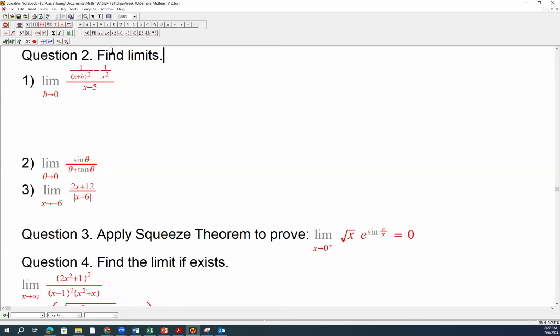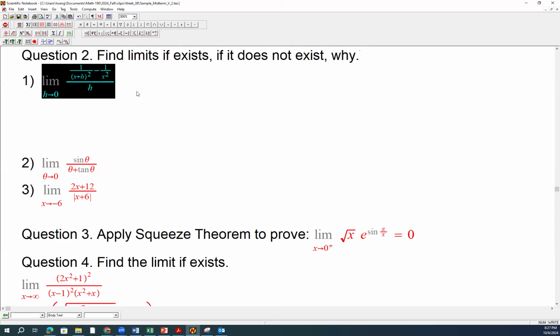So you guys know what it means for a limit to exist, right? Otherwise, if it does not exist, why? Explain. The first one, I'm sorry, this is going to be H, all right?